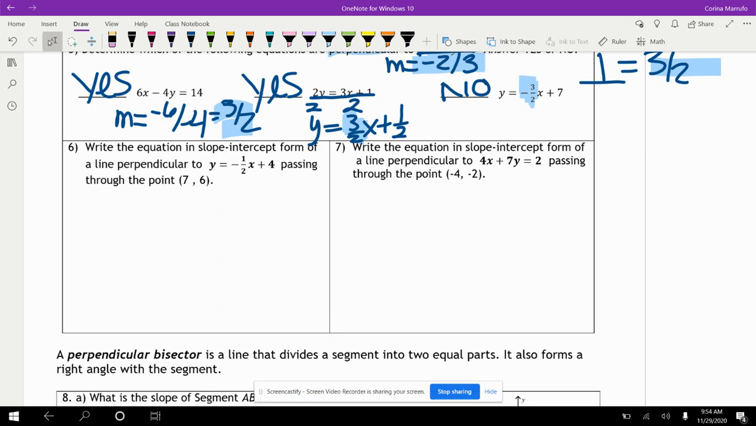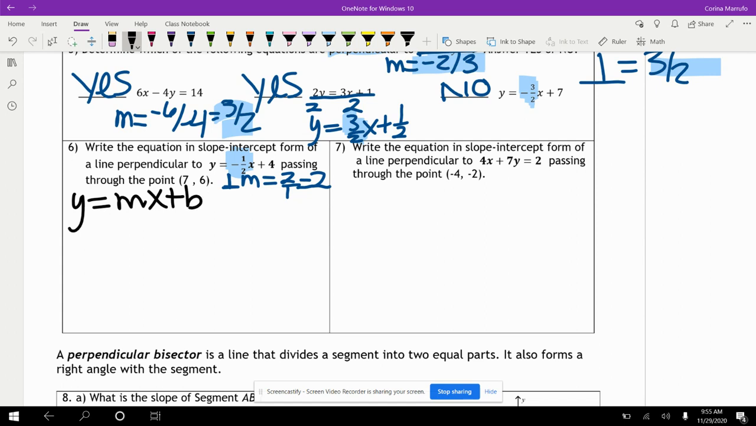Okay, the next section, it says write the equation in slope-intercept form of a line perpendicular to y equals -1/2 x plus 4 and passing through this. Okay, so if this is my slope here, -1/2, then a perpendicular slope is going to equal 2 over 1. You flip over the fraction and you change the sign. Now 2 over 1 is just 2. So now that we know our m, we're going to go ahead and plug this into y equals mx plus b.